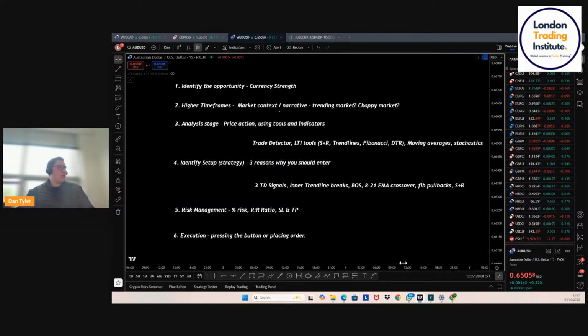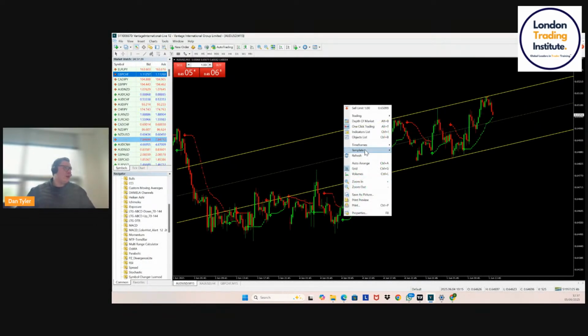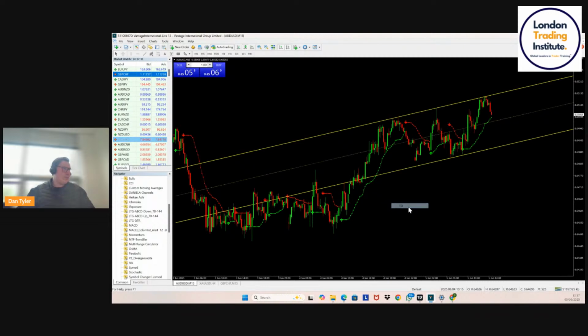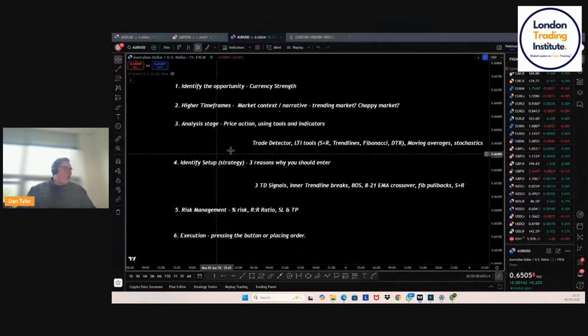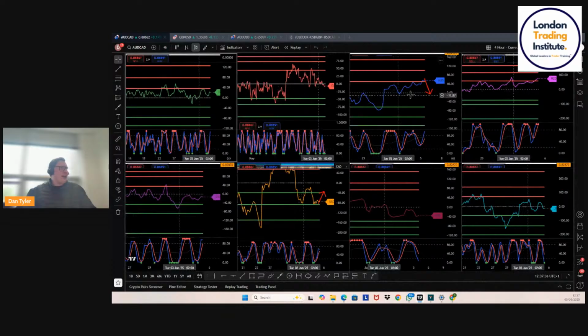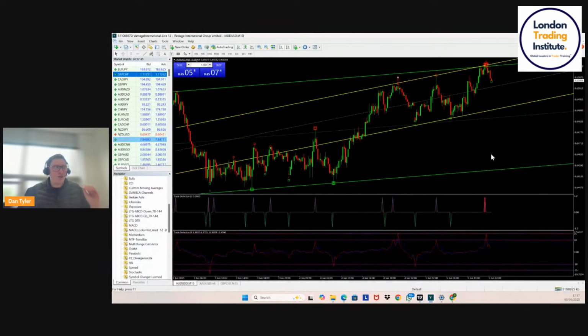Fabulous. So now that we know this, I'm going to go into my MetaTrader and I'm going to show you the system that I like to use. All right. So we have identified an opportunity on Aussie dollar. We want to go in to the Australian dollar versus the dollar, which is the chart that we're on now.